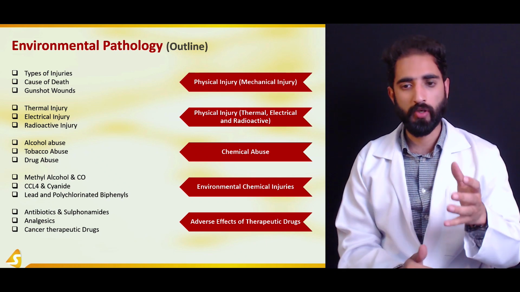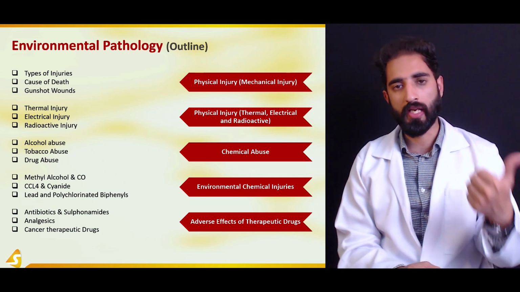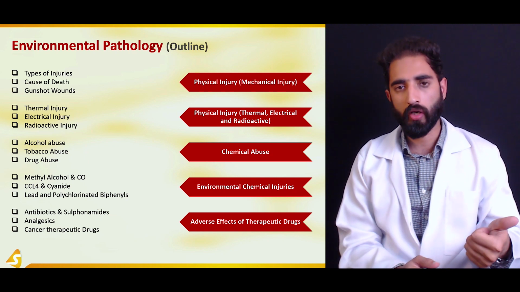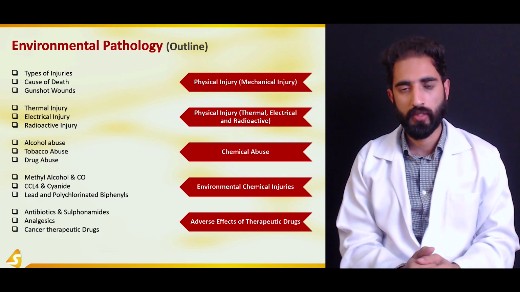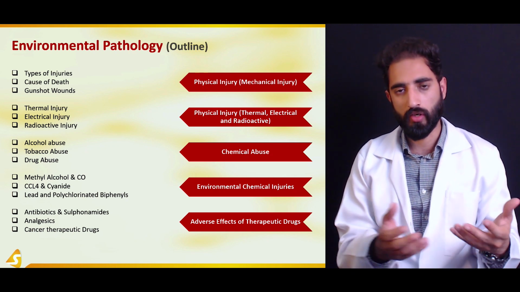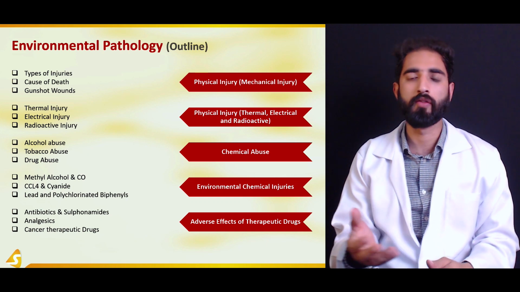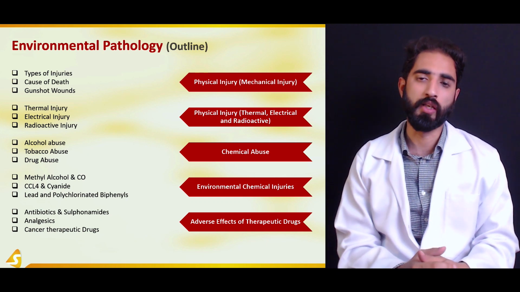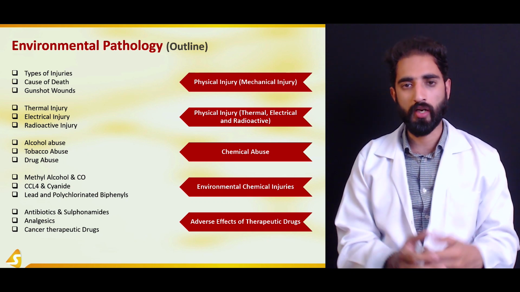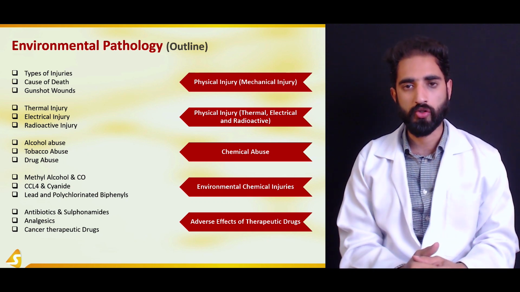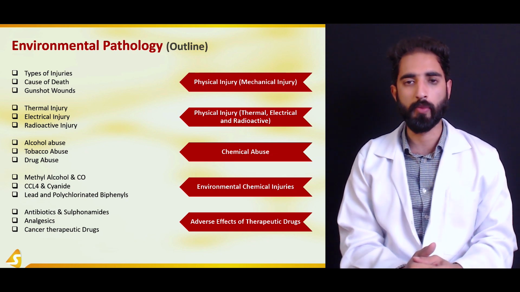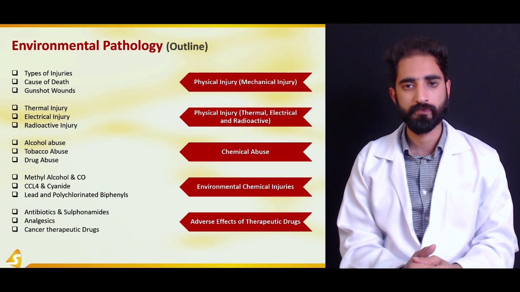Thermal injuries can either be due to increased temperature or decreased temperature, which is either too hot or too cold. If the temperature is too much, it can lead to thermal injuries, which are known as burns. And if it is too low, it can lead to freezing. On the other hand, electrical injuries are because of electrical shock. And radioactive injuries are because of the exposure to different types of ionizing radiation.